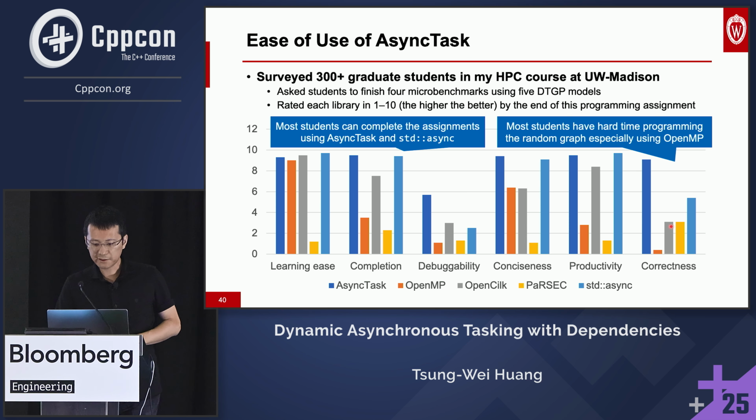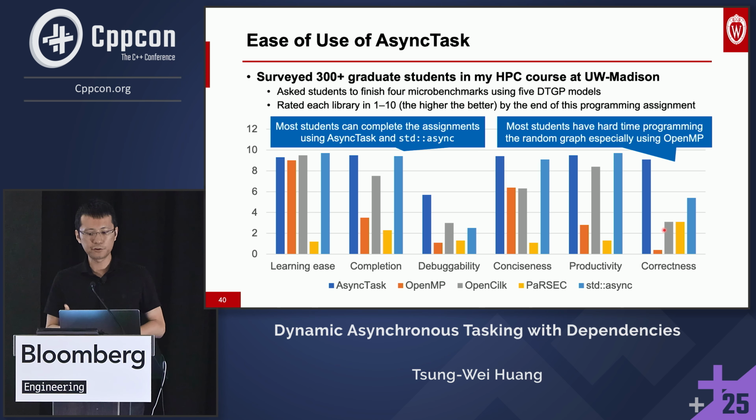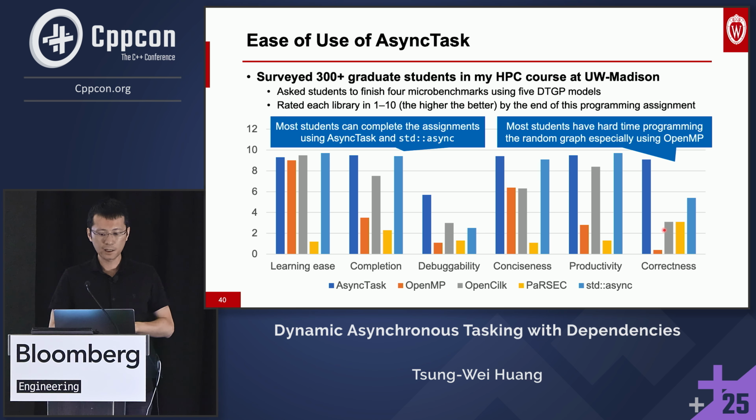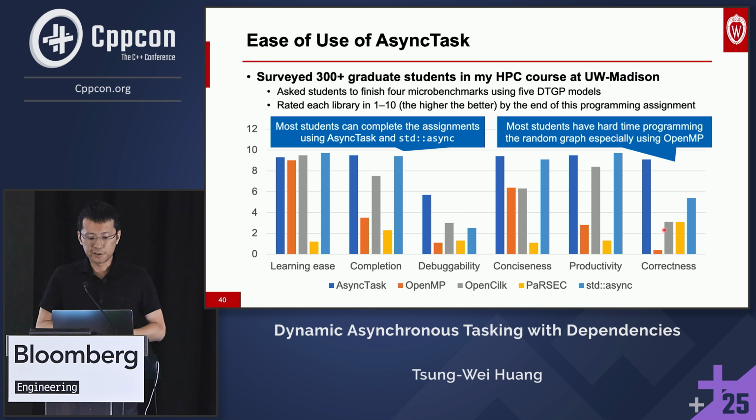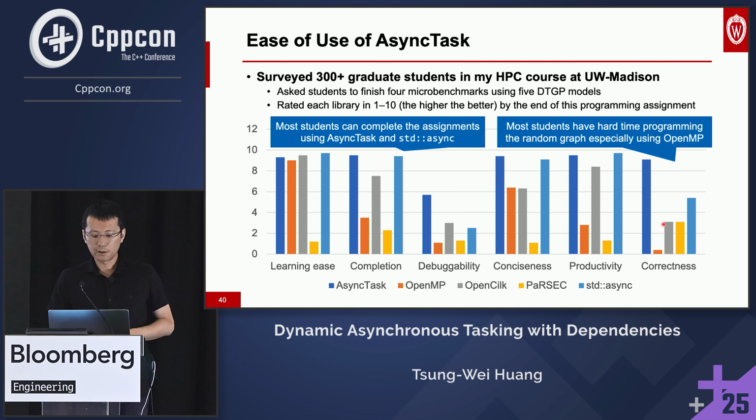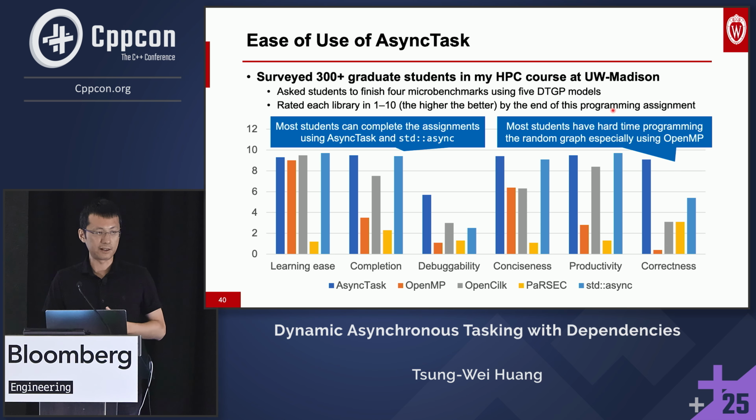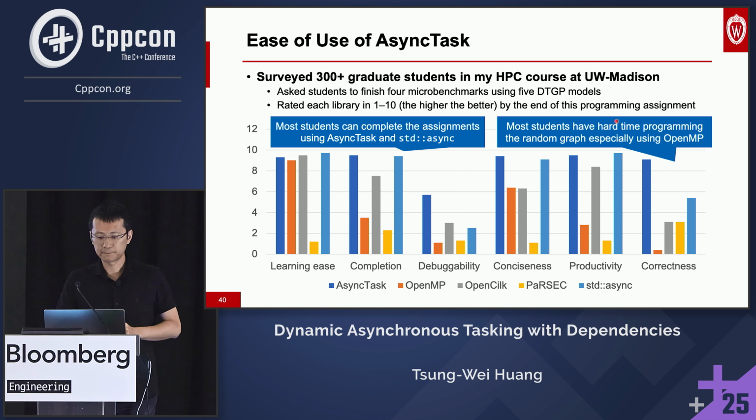In terms of correctness, most students have a hard time using existing libraries, other than AsyncTask, to complete the random graph benchmark. And this is the message that I delivered early in the talk. Especially for OpenMP, we found 90% of the students cannot get it right. Okay.